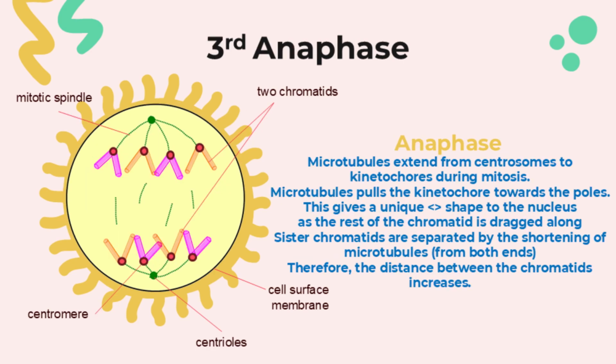Anaphase. In anaphase, the microtubules extend from the centrosomes to the kinetochores during mitosis. The microtubules pull the kinetochores towards the poles of the cell. This gives a unique bracket shape to the chromosomes, as the rest of the chromatid is dragged along when the pulling occurs. Sister chromatids are separated by the shortening of microtubules. This causes the pulling effect from both sides. Therefore, the distance between the chromatids increases as they are moved farther apart.